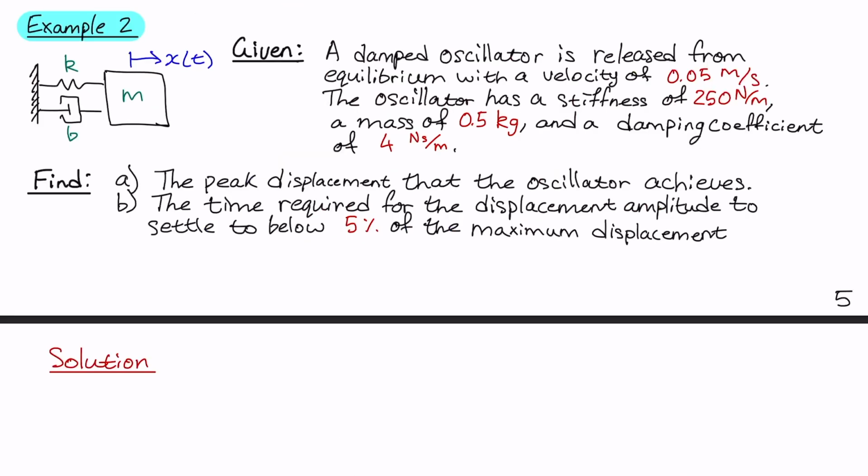Okay, we're now going to look at an example. We are given that a damped oscillator is released from equilibrium with a velocity of 0.05 meters per second. The oscillator has a stiffness of 250 newtons per meter, a mass of 0.5 kilograms, and a damping coefficient of 4 newton seconds per meter. We're then asked to find the peak displacement that the oscillator achieves, and the time required for the displacement amplitude to settle below 5% of that maximum displacement, or what we could call the 5% settling time.